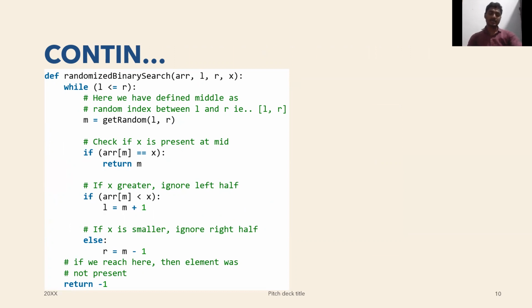First I get a random number between the starting and ending index of the array. Then I check whether x is present at mid or not. If it is present, then I directly return the index of that element. If x is greater, then I ignore the left half. If x is smaller, I ignore the right half. If we reach the end of the code without any of these conditions being satisfied, then I return -1.